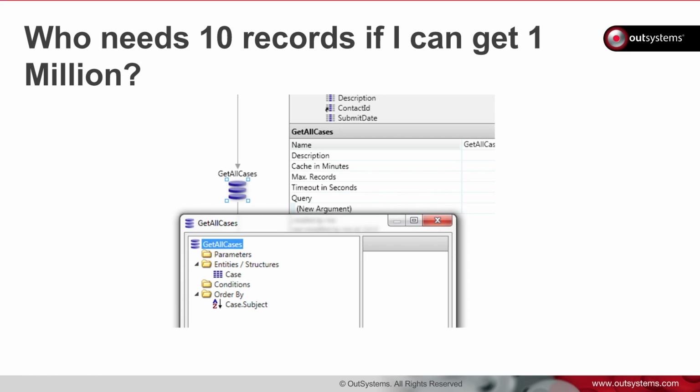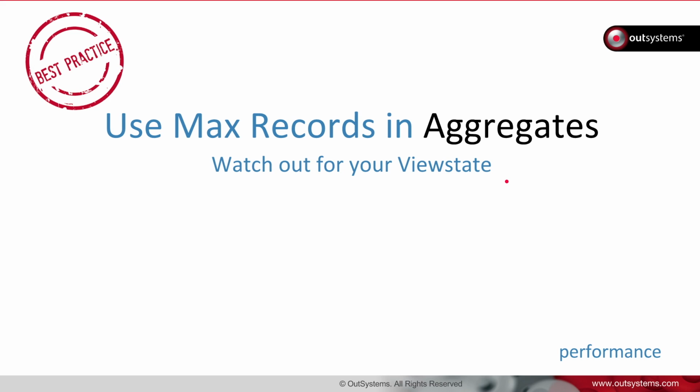If you're doing that, actually, you only need to set max records to 2. You don't need the entire actual real length, because your code is going to check if length is greater than 1, and 2, 3, 4, 5, or whatever is greater than 1. And if it's not, it's going to read the first result. So this is another example of how you can really limit your code and your max records to the absolute minimum for database performance. Use max records in aggregates, but so that you can watch out for your view state.